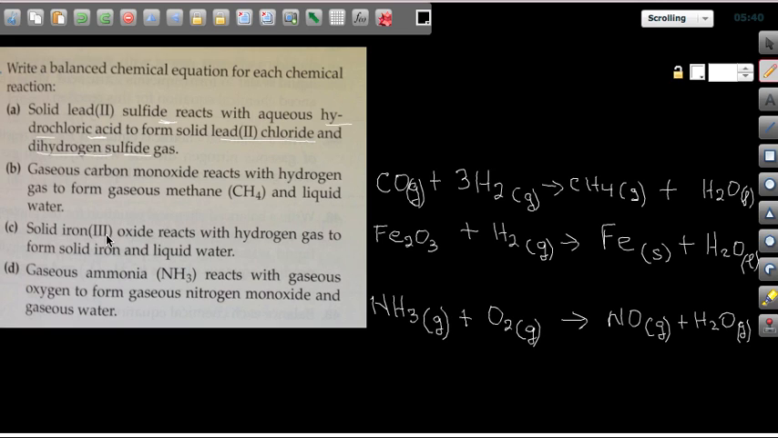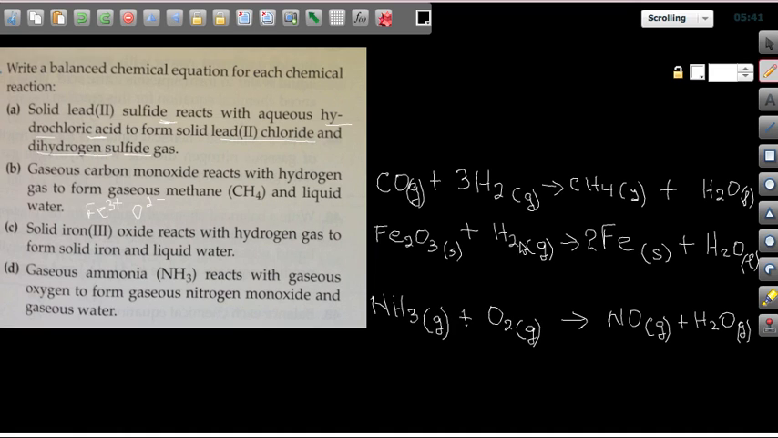Solid iron 3 oxide, the iron ion is 3 plus. Oxygen is 2 minus. Crisscross gives me Fe2O3, which is how I got Fe2O3. If you're told it's solid, you have to put it down. It reacts with hydrogen gas to form solid iron and liquid water. There's only 1 Fe on the product side and 2 here. So let's go ahead and try putting 2 here so that the iron is balanced.